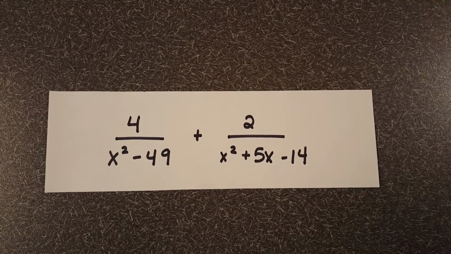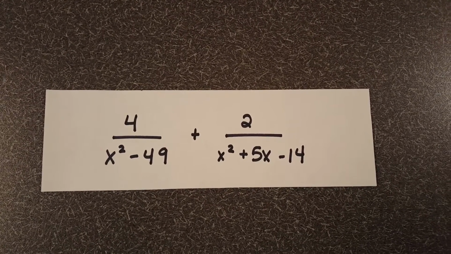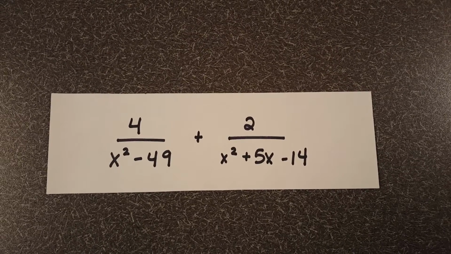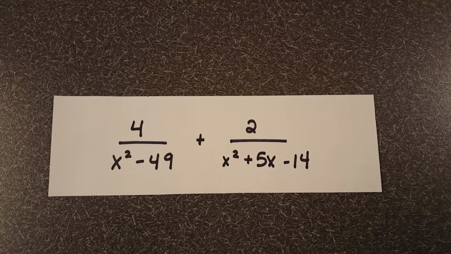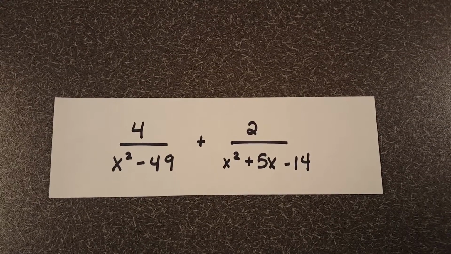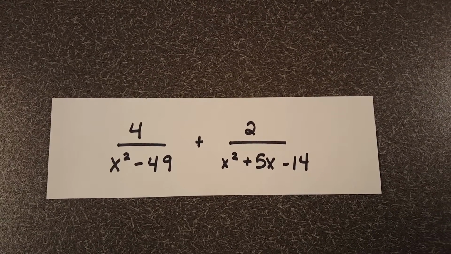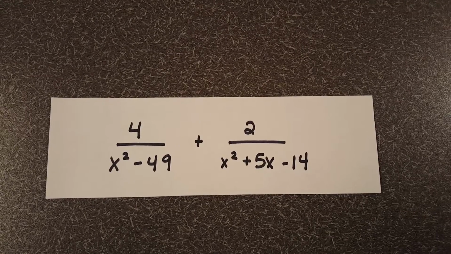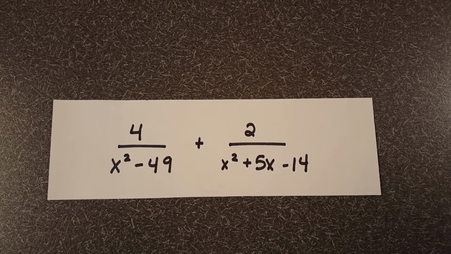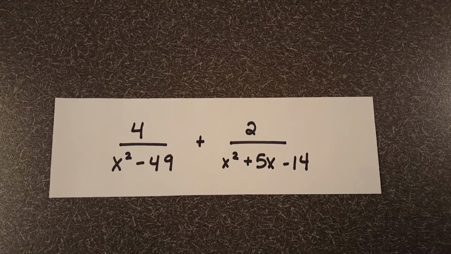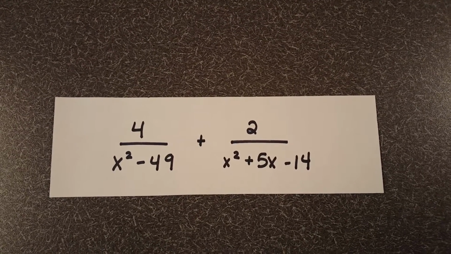Adding and subtracting rational expressions continued. Take out your notes and add to your notes from the other day this problem: 4 over x squared minus 49 plus 2 over x squared plus 5x minus 14. Now I'm just going to go ahead and talk through this. Go ahead and pause the video if you need extra time to write anything down.